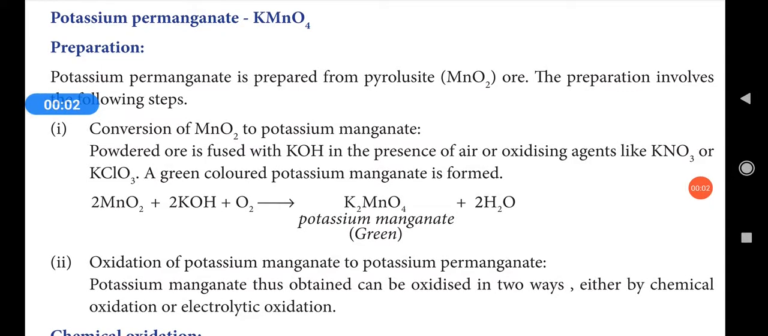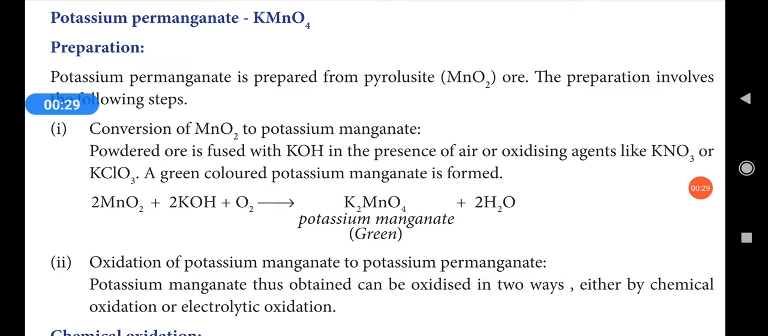Students, today we start the lesson from potassium permanganate. So we are discussing about important compounds of transition elements. One of the important compounds of transition elements is potassium permanganate. It is the compound of manganese, Mn. Let's start potassium permanganate. First, preparation of potassium permanganate.